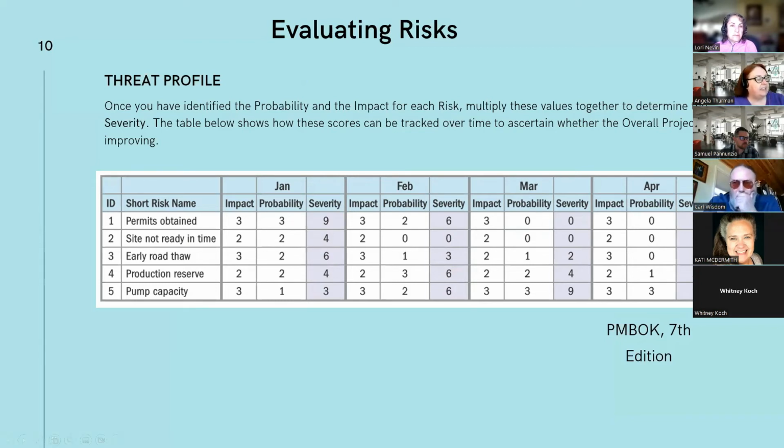You give an ID, you give a short name to the risk, you list the impact and the probability, and the impact multiplied by the probability results in a severity score. And this is where you begin to build your overall risk profile for your project. So all of these things together will help your project, your team understand what the overall project risk is. Okay. And this is just a snapshot right out of the PMBOK guide.